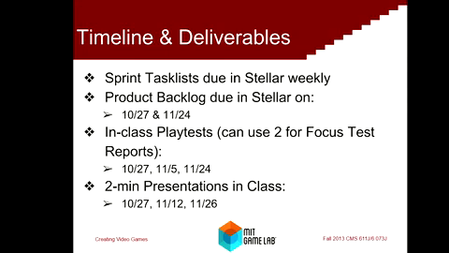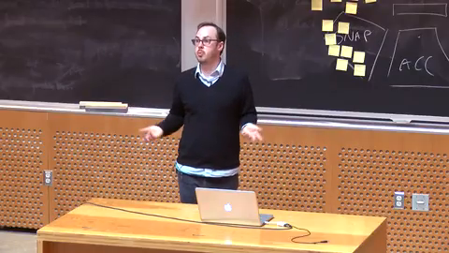We are asking for some kind of sprint task list be submitted to Stellar weekly. What exactly that is is completely up to you. We've given you a format that we like. We've given you a method that we know works. If you decide to change that method, let us know what you decided to change it to and why. But whatever you have, every week, I should be able to go to Stellar and see what tasks you have to do for the next week's worth of work.